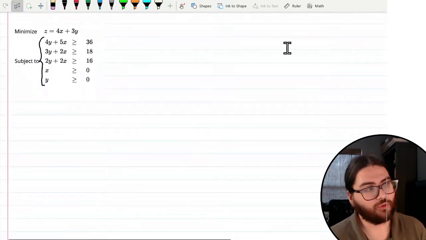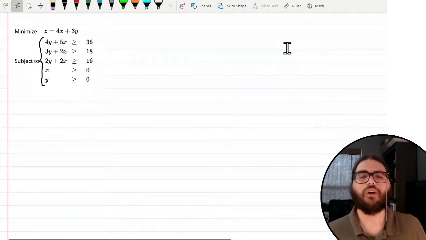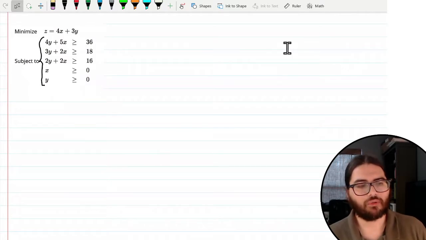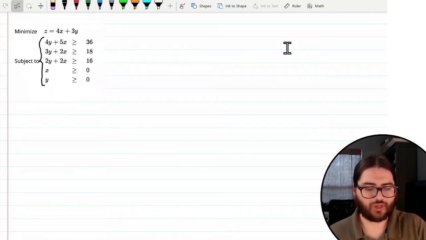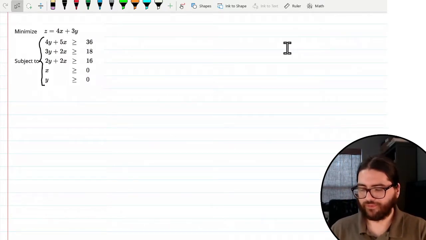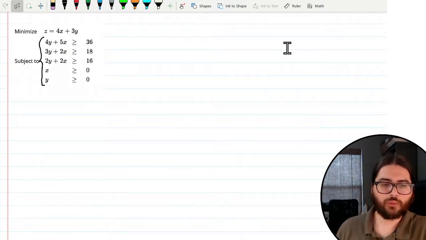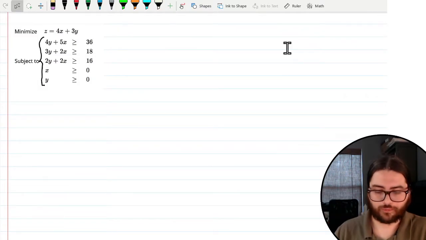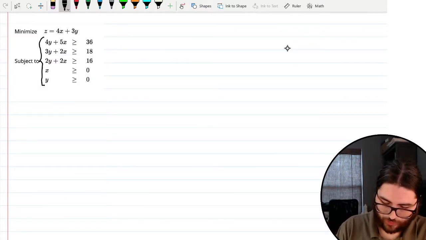I say that and then I move to a non-word problem. I wanted to do this problem, one, because it's a minimized problem, and we haven't talked too much about minimized problems yet. And I wanted to show you a feasible region which is unbounded, that is, it goes on forever. Let me grab a graph here.